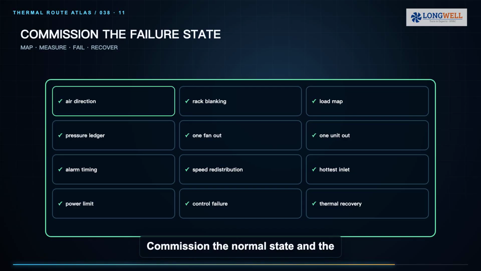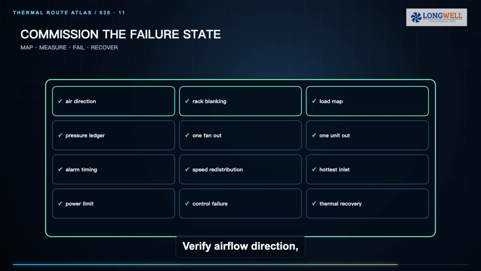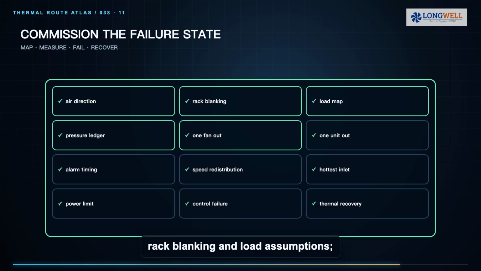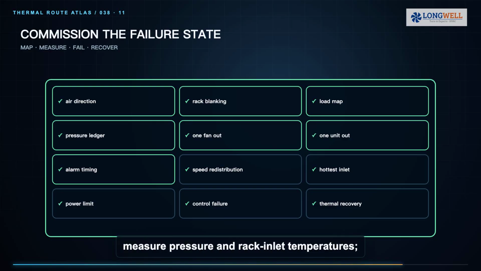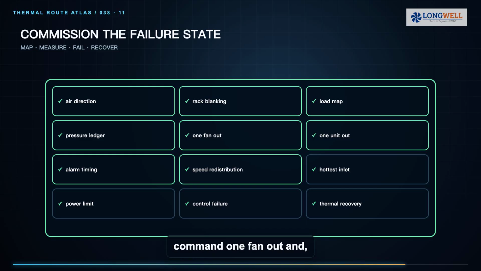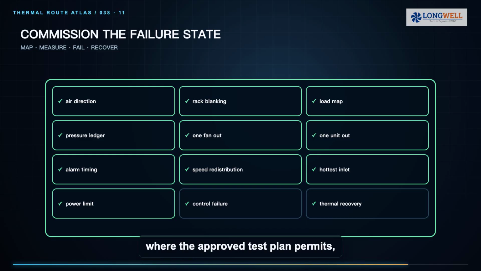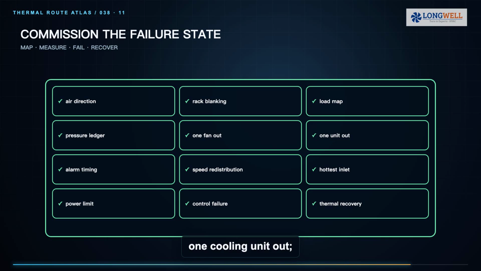Commission the normal state and the failure state. Verify airflow direction, rack blanking and load assumptions, measure pressure and rack inlet temperatures, command one fan out and, where the approved test plan permits, one cooling unit out, record alarm timing, redistribution, power limits and thermal recovery. Repeat for control and power path scenarios that are in scope. The acceptance result is evidence at the equipment inlet, not simply a green status icon on the cooling unit.